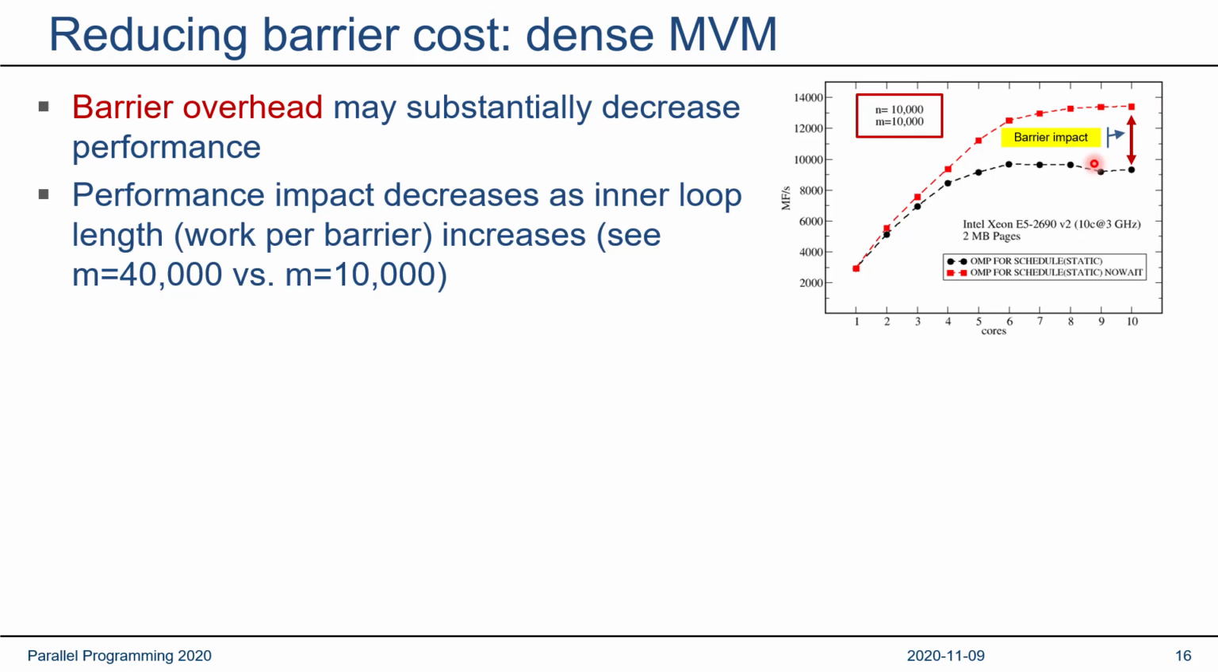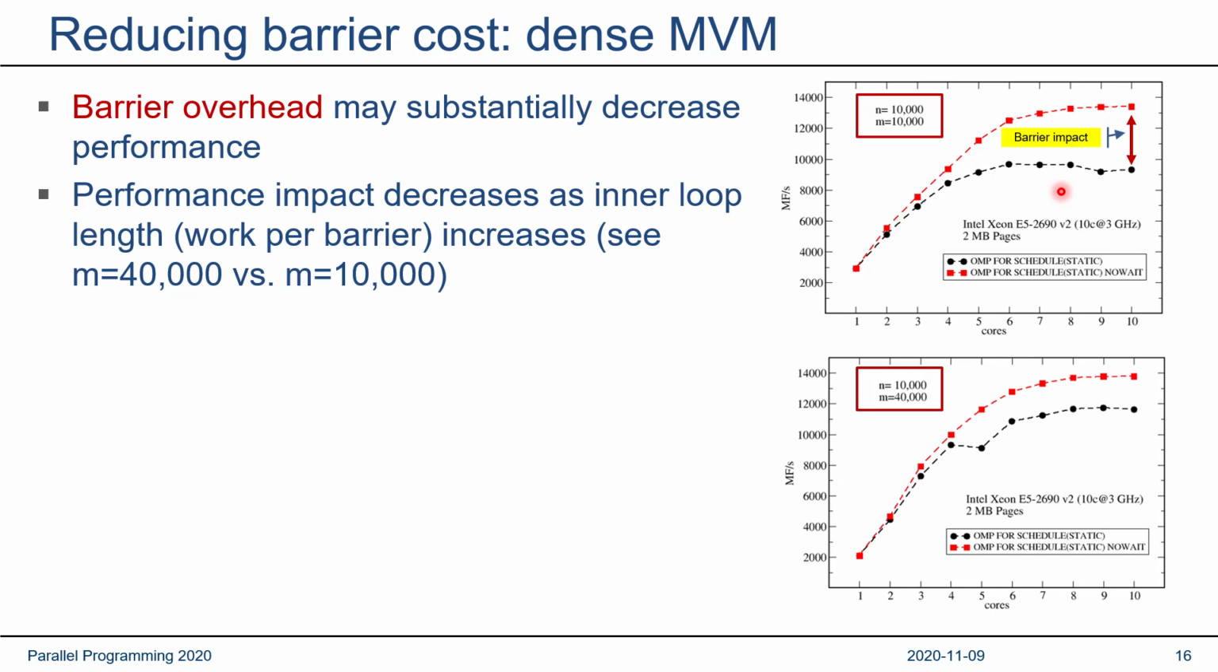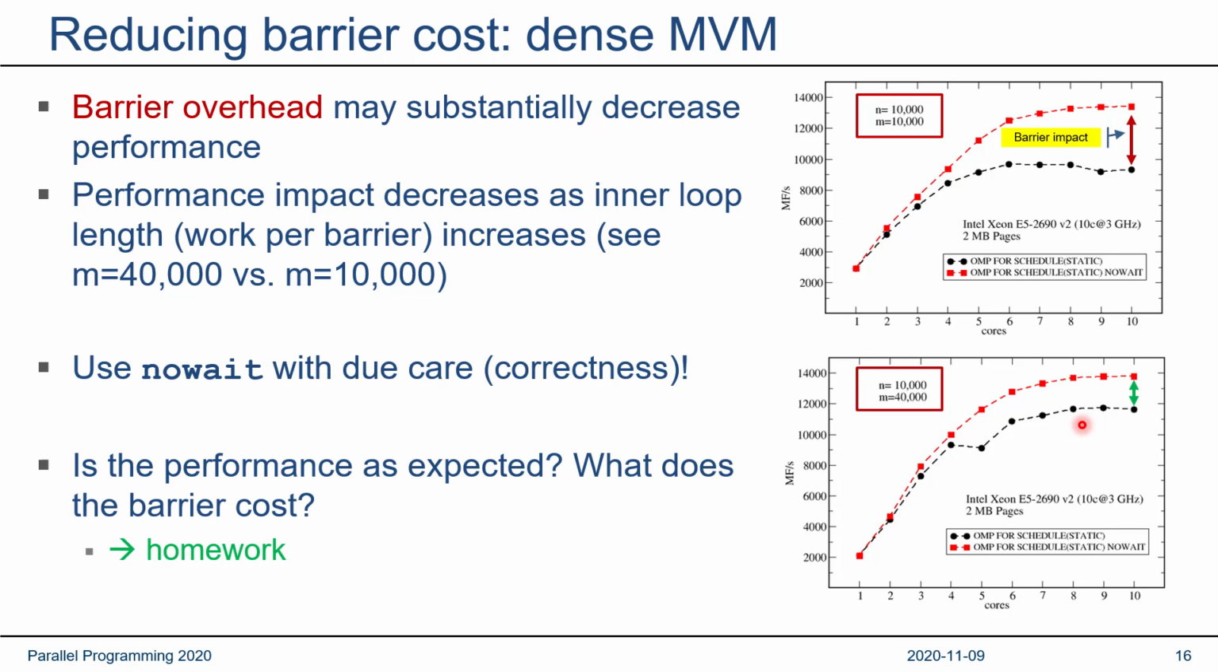Now, of course, another way to circumvent the cost of the barrier, or to mitigate it, or to ameliorate it at least partially, is to do more work per barrier. If we increase the length of the inner loop to 40,000 compared to 10,000 in the upper example, then we see the gap starts to close because there's more work between successive barriers. So that's also one way to look at the problem. The more work you do between barriers, the less impact the barrier has.